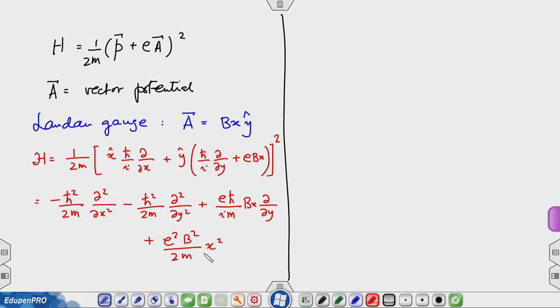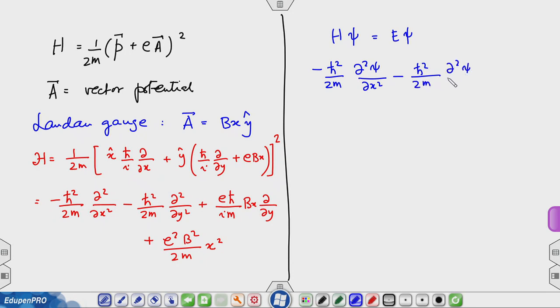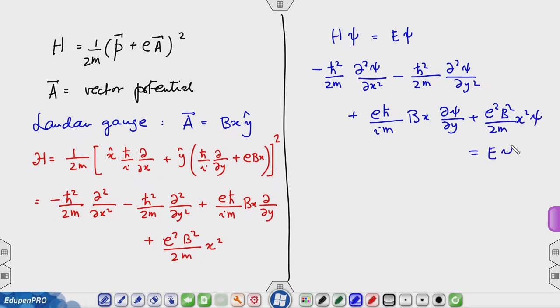That's the Hamiltonian. And what I want to do now is solve H psi equals E psi, and let me write it explicitly. So, I am solving minus h cross square over 2m d2 psi over dx square, minus h cross square over 2m d2 psi by dy square, plus e h cross over i m Bx d psi by dy, plus e square B square over 2m x square psi equals E psi. This is the equation that I am solving.